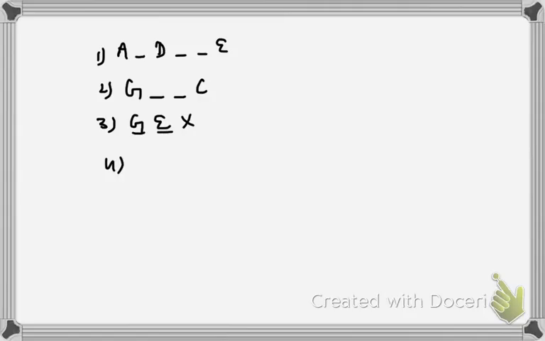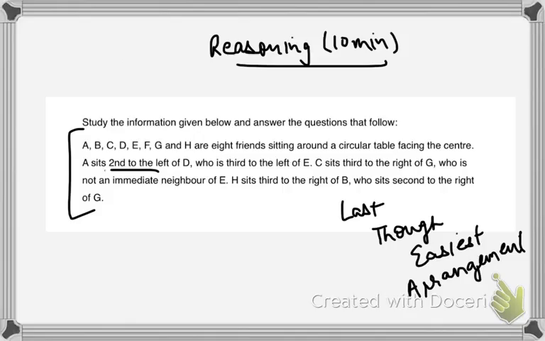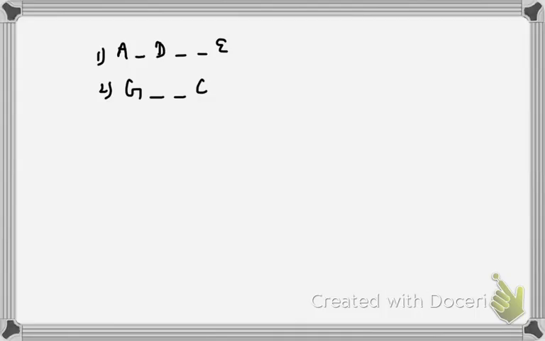Now, in this third point, you can see that it is given that C sits third to the right of G, who is not an immediate neighbor of E. So I have written it as: C sits third to the right of G, and it is also given that G is not an immediate neighbor of E. So I have written it like this, that is, G and E cannot be together.